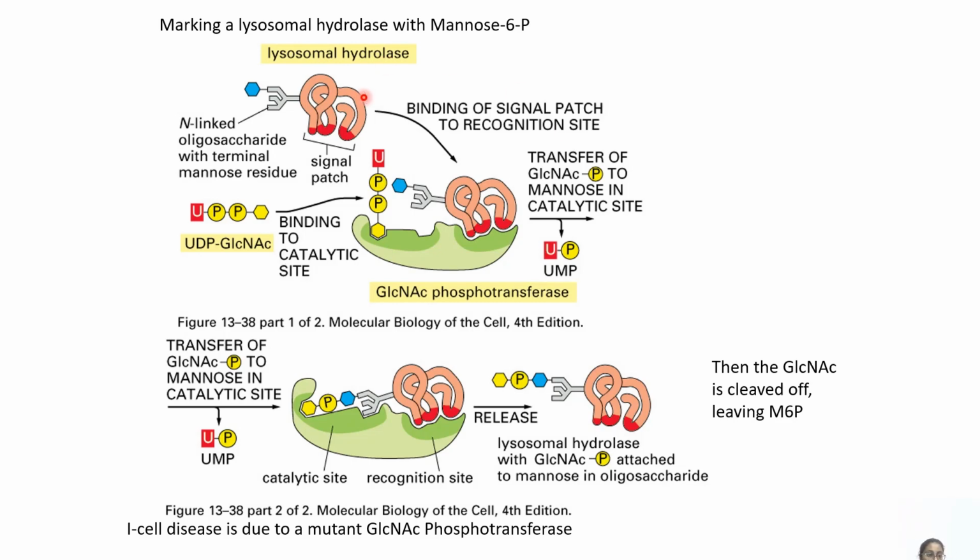This is a lysosomal hydrolase, N-linked oligosaccharide with terminal mannose residue, and this is a signal patch. The binding of the signal patch to the recognition site, and then transfer of the GlcNAc phosphate to mannose in the catalytic site. This will be the GlcNAc phosphotransferase. Then the GlcNAc is clipped off, leaving mannose 6-phosphate. So the lysosomal hydrolase has GlcNAc phosphate attached to mannose in oligosaccharides. That's what is shown here.